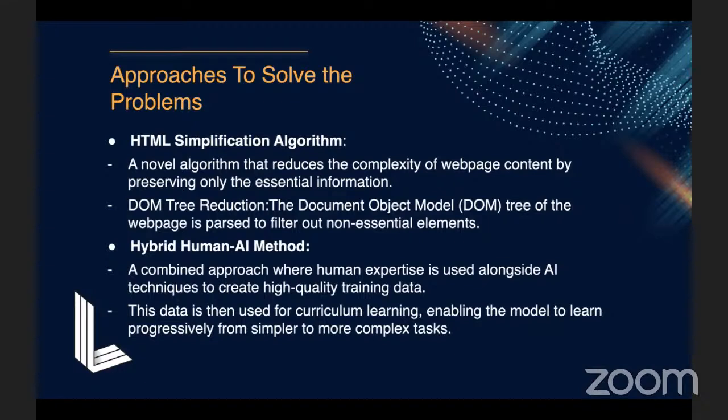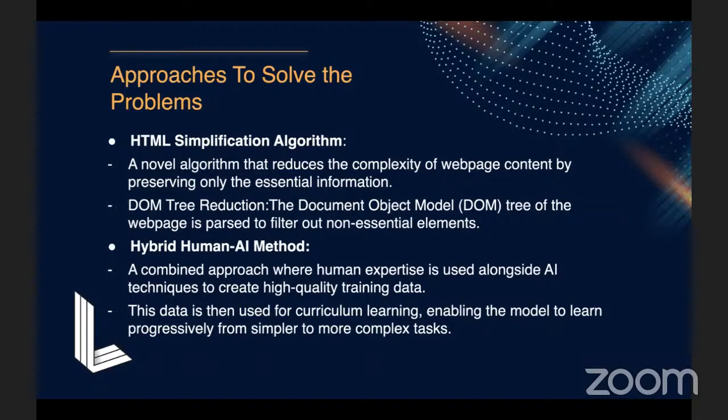And also it follows a hybrid human-AI method, which is a combined approach where human expertise is used alongside AI techniques to create high quality training data. Like human feedback, it keeps evolving from human feedback. When we are giving a prompt, then basically the model learns from the human prompt. Basically it uses curriculum learning, like what humans also use.